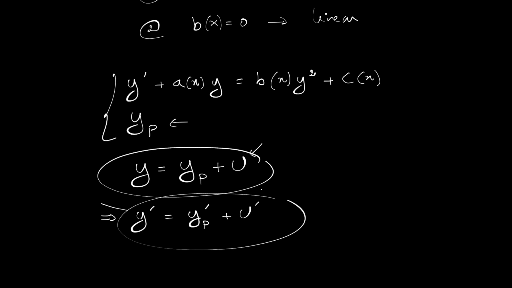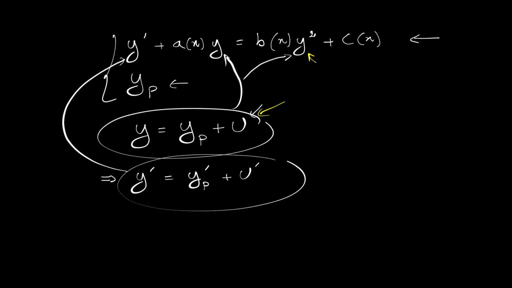Now, when we plug this here and this here and here, and simplify the terms involving the particular solution yp, they cancel out because yp is a solution of our equation, and we are always left with a Bernoulli equation in terms of u. I am going to show you this right now.